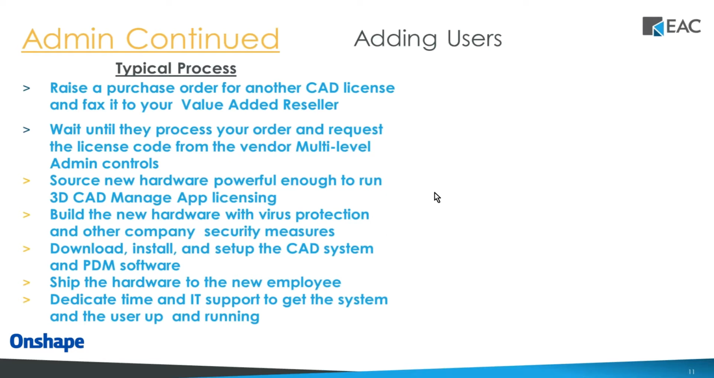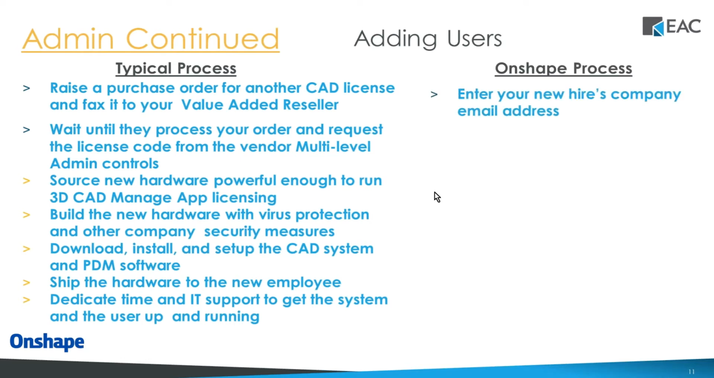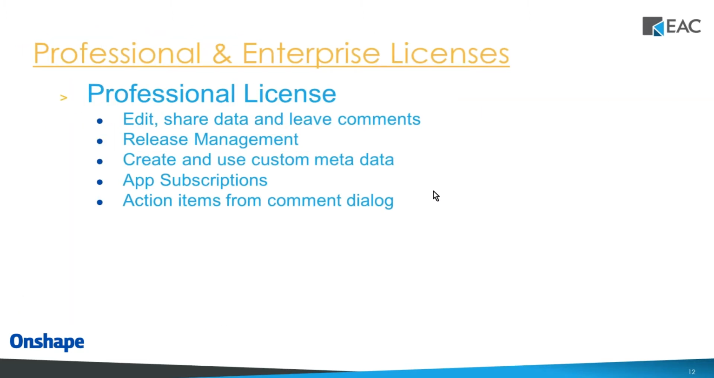But in the Onshape world, it's a lot different. All we do is we need the new hire's email address, and we invite them to Onshape, and they have instant access right away. So let's talk about some other things about this. There's a couple different flavors of licensing in Onshape. And the first one that the majority of people get is called the professional license. And if you've watched any of our videos before, I always make use of all of those capabilities.